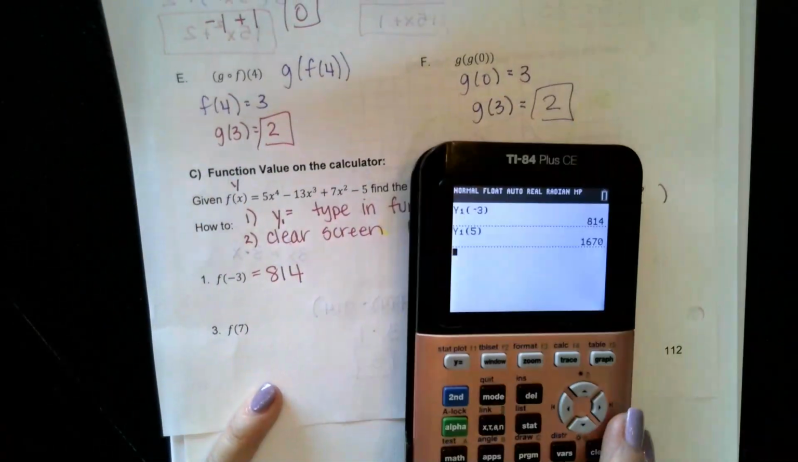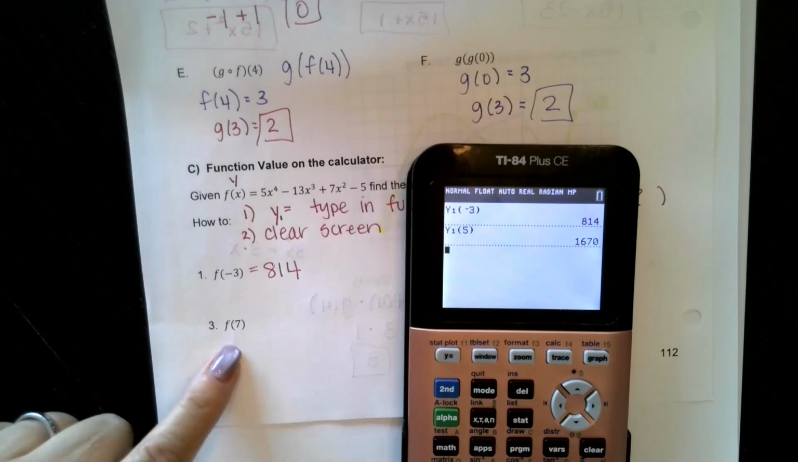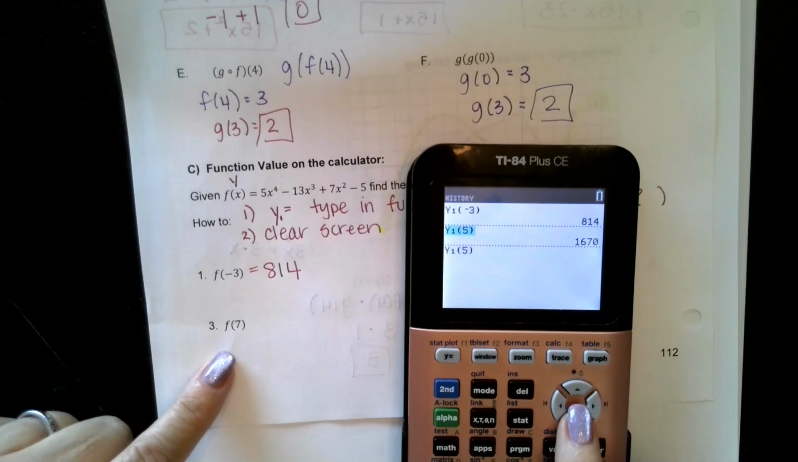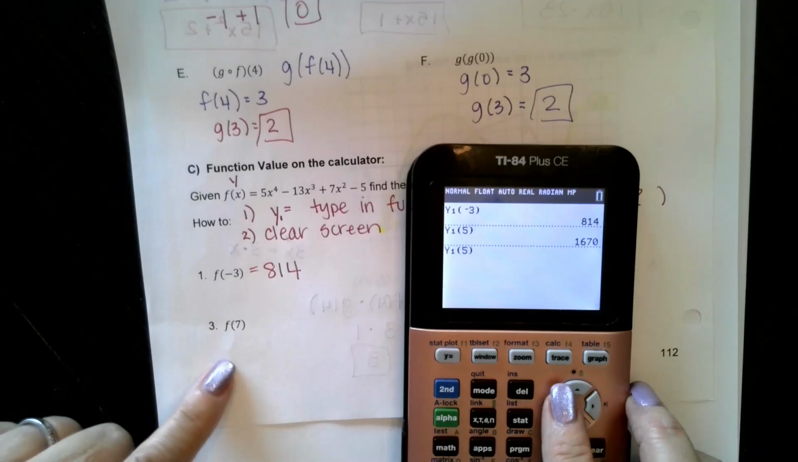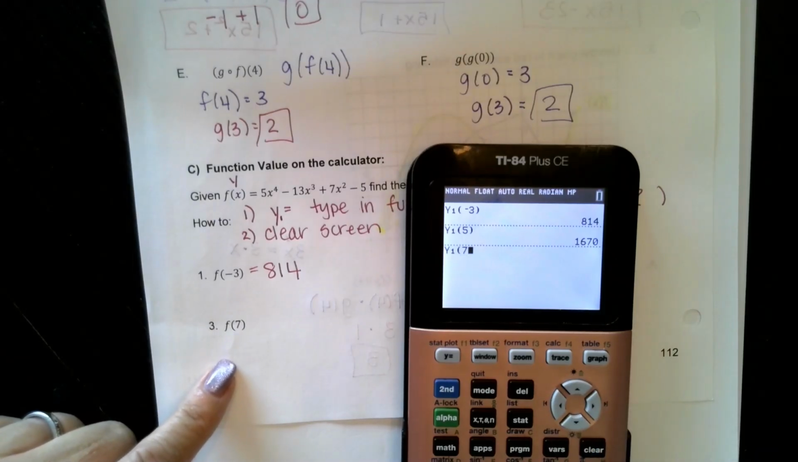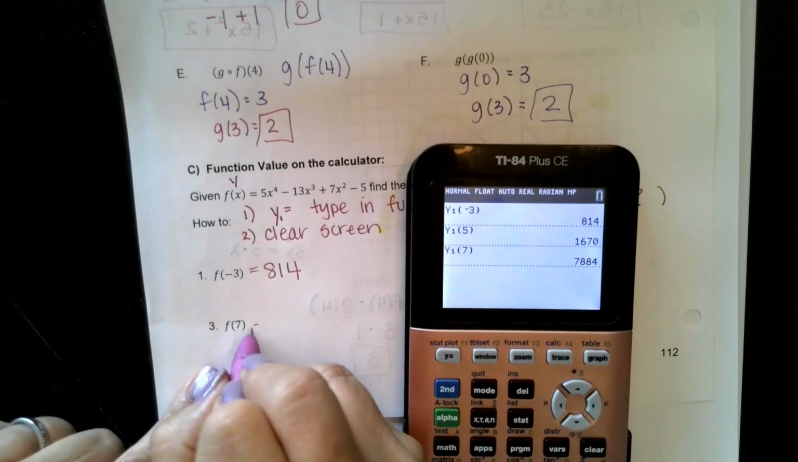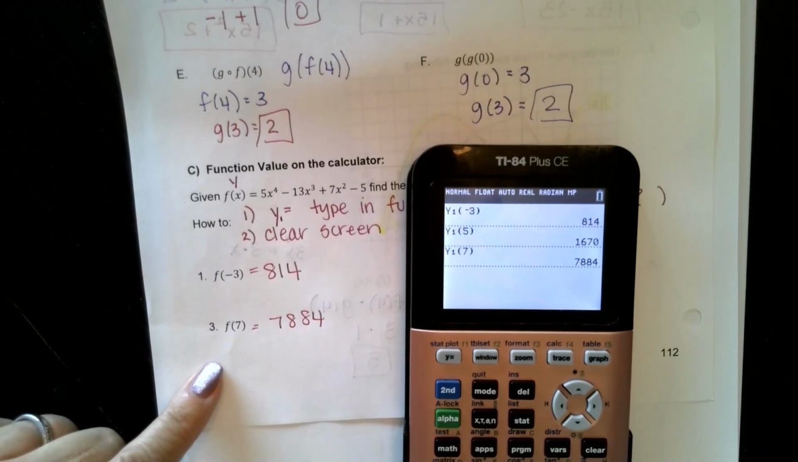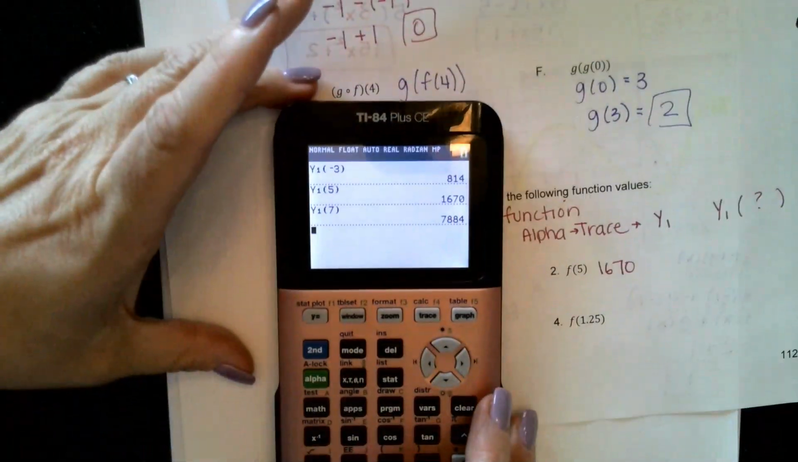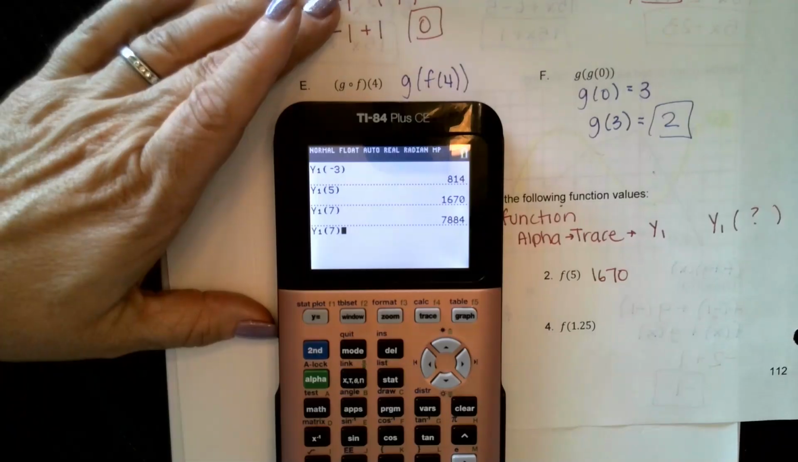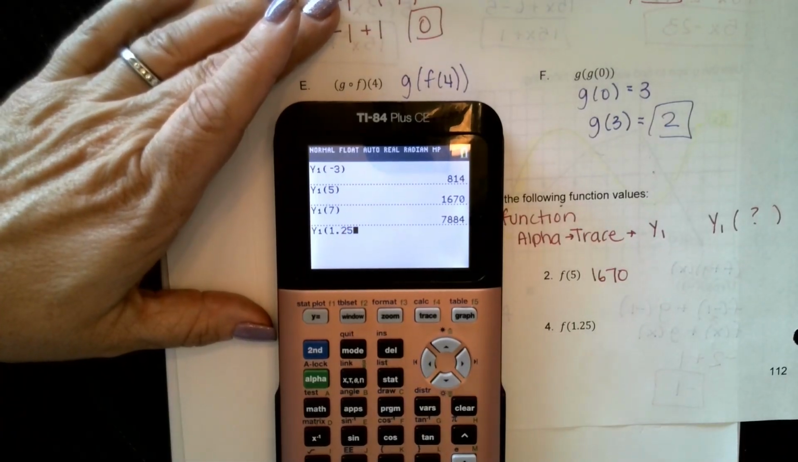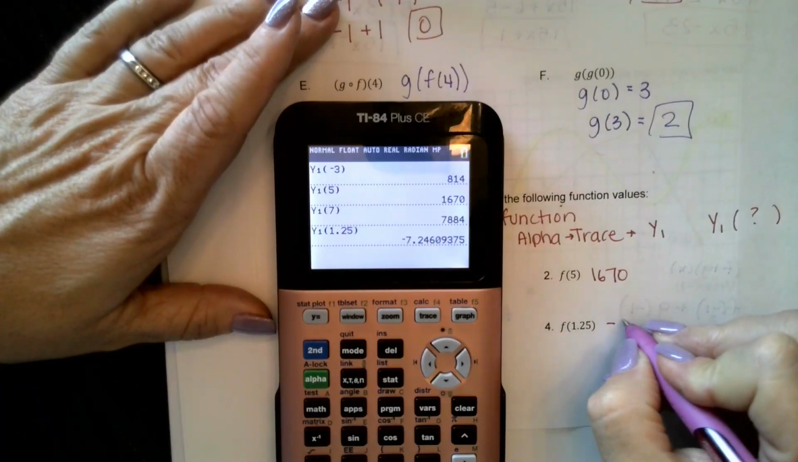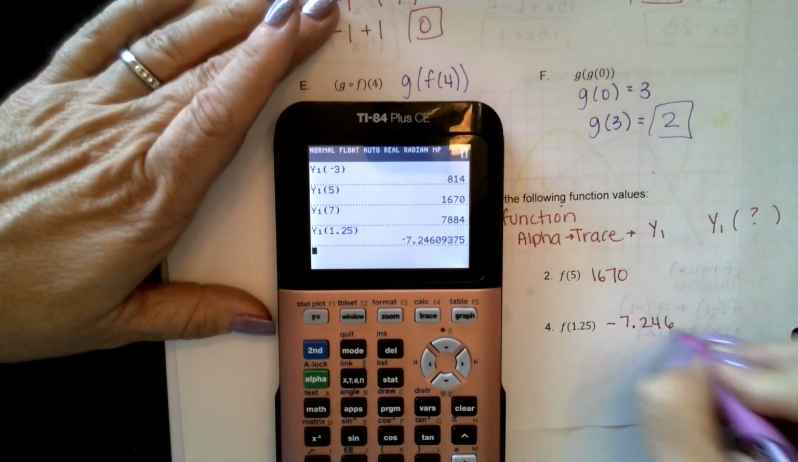And if you're super lazy, what I can do on this next one is I can just go up here and hit alpha. I used my arrow button and I captured this, so I highlighted what I wanted, and then I hit enter. And when I hit enter, it just repeats, and I'm just going to go over here and type in 7. Okay, and then my last one is 1.25, so I'm going to go up here, capture this, and I'm going to go 1.25, and this gives me negative 7.246.